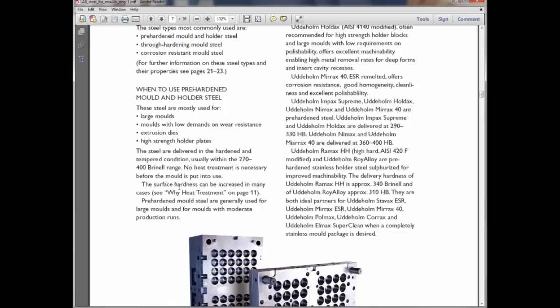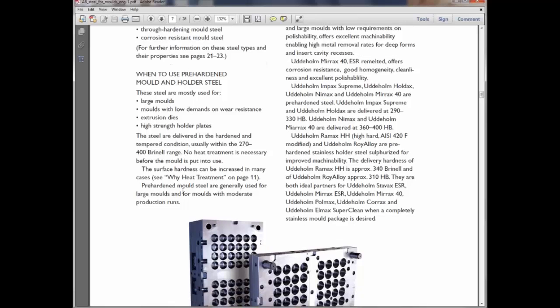With the mold plates, mold inserts, with the whole mold actually. Okay, 40 to 45 HRC. Core and cavity parts will be around 40 to 45 HRC hardness. The surface hardness can be increased in many cases.